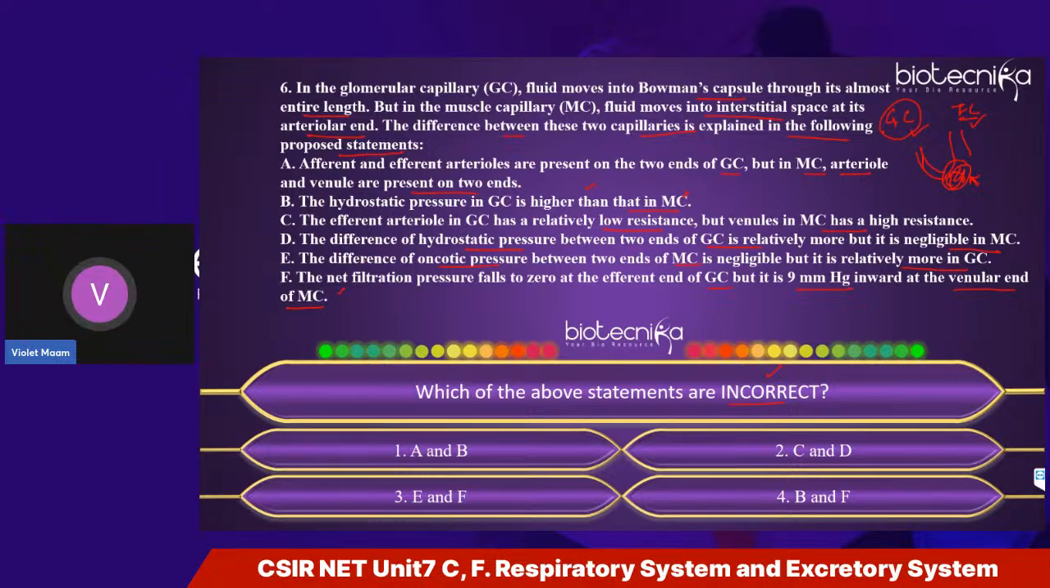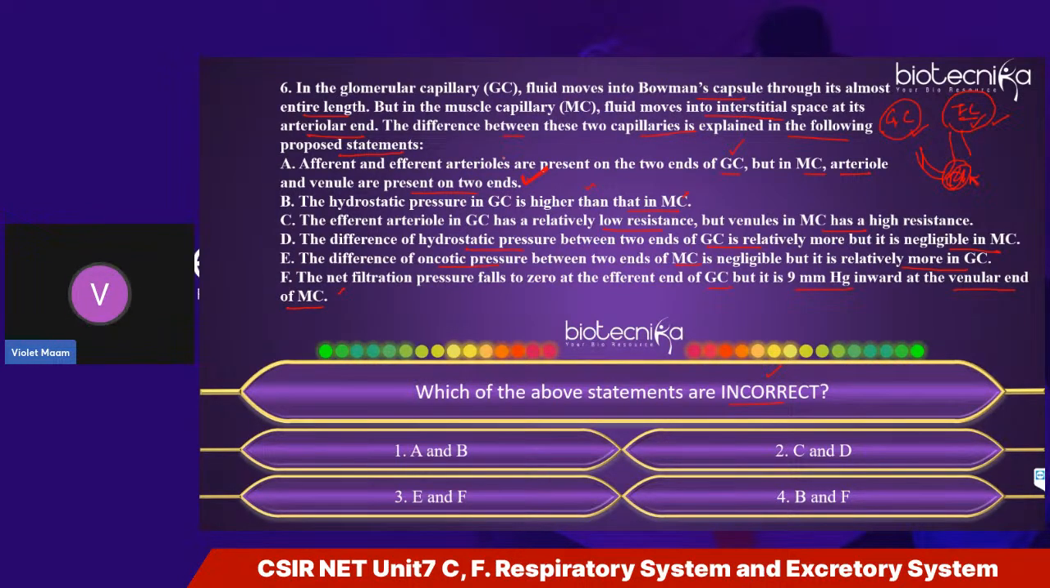Try again. Kirtana, Anu, Nitisha. See, just now I told you, right? So tell me, statement A. Many of you said 3. Okay Nitisha, now you are correct. Good. So A is correct, because just now I explained what glomerular capillaries are and what true capillaries or muscle capillaries are, which supply blood to the muscles. The afferent and efferent arterioles are present on two ends of glomerular capillaries, but in muscle capillary, arteriole and venule are present. So A is correct.